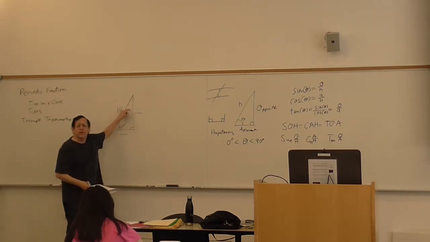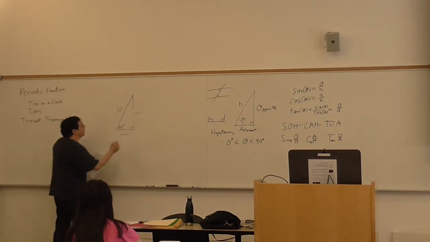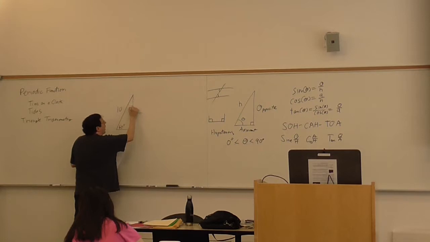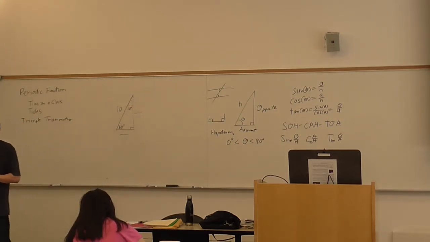What would this angle be? Casey? 30 degrees, okay. How do you know that's 30 degrees? Because 60 plus 90 minus 180 is 30.